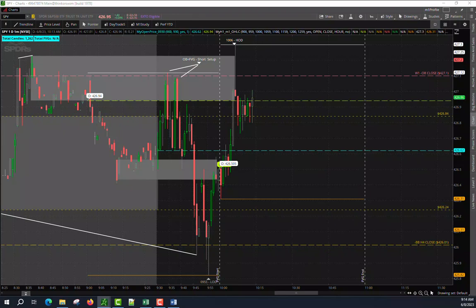Let's take a look at the 4-hour time frame, see if it gives us any clue where the market is going to go.